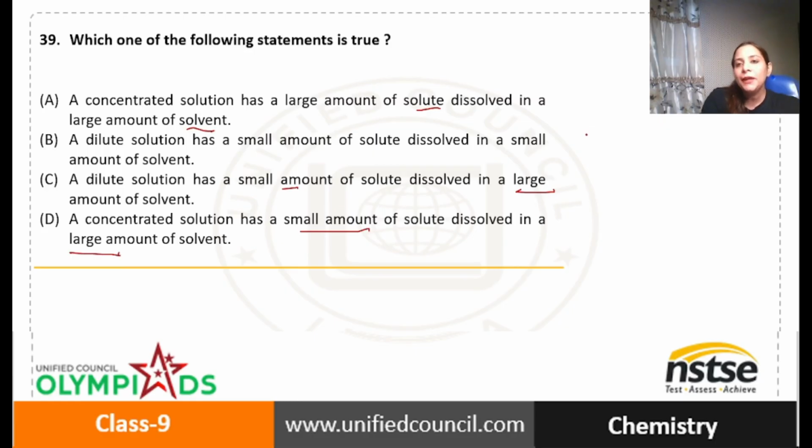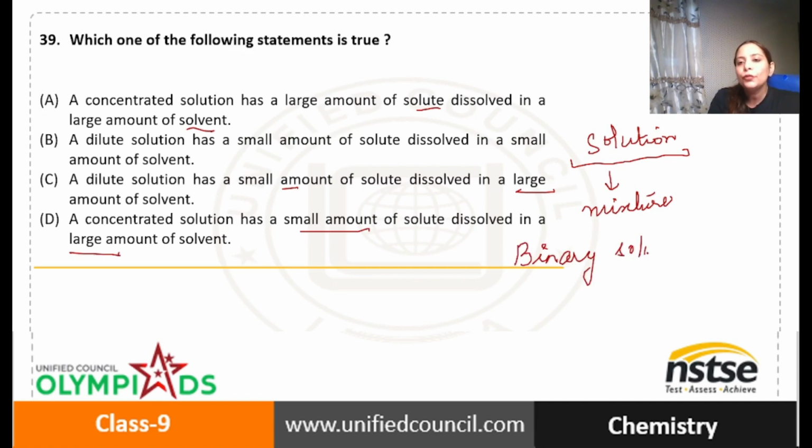Because this question is based on solution, let's understand solution first. First you should know that it's a mixture, and it is formed when we mix two or more components in any ratio. The common type of solution is formed when we use two components, and it is called a binary solution. The components of a binary solution are solute and solvent.